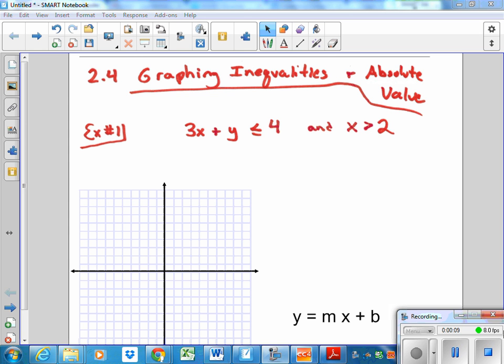I'm going to just show you two problems today. They shouldn't take too long. Some of it's going to deal with some partial knowledge you'll need from previous math classes and previous lessons. So for example 1, I'm going to be graphing inequalities.